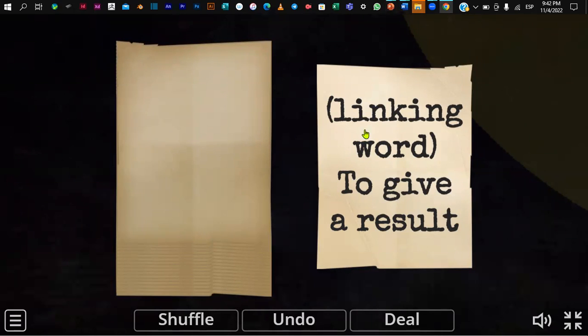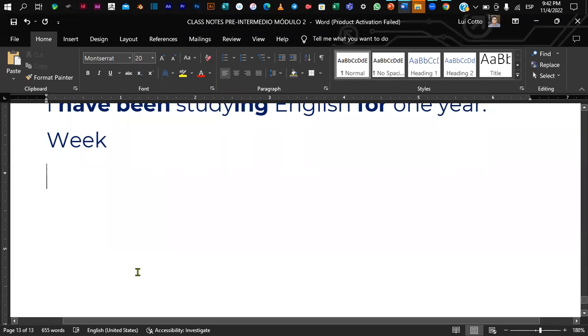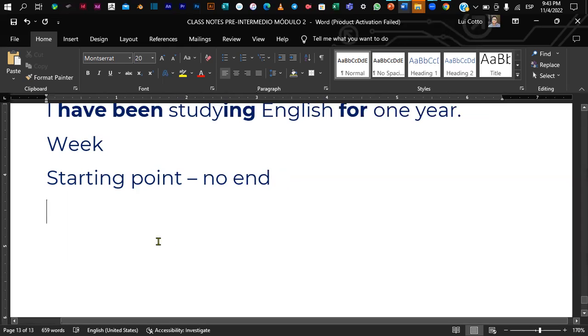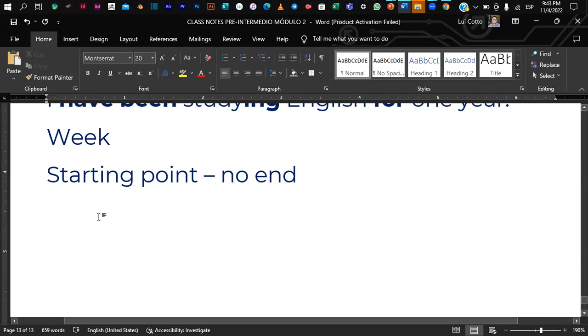Okay. The thing is that since is going to be always, or in the majority of the cases, for a starting point. Un punto de? A starting point. Punto de partida. Correct. With no end. A starting point, no end. An example, I'm thinking of a sentence, so you can translate it. He estado ejercitándome desde el año pasado.